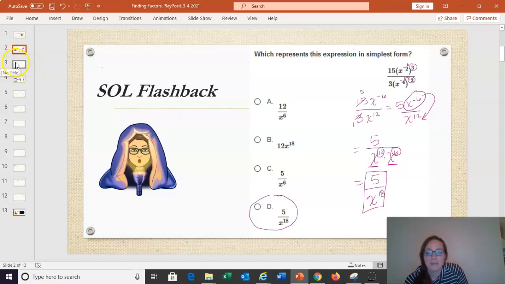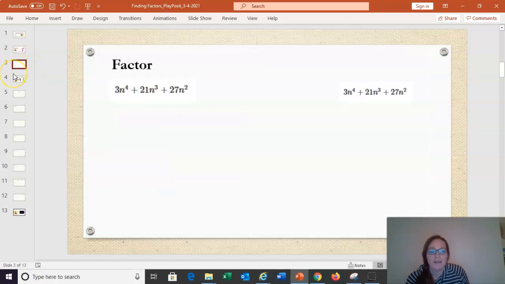Hopefully that brought back some memories of those different exponent rules. All right, so now we're just going to get into factoring. We're going to do a few more factoring examples, and then we're going to get to that very last part.